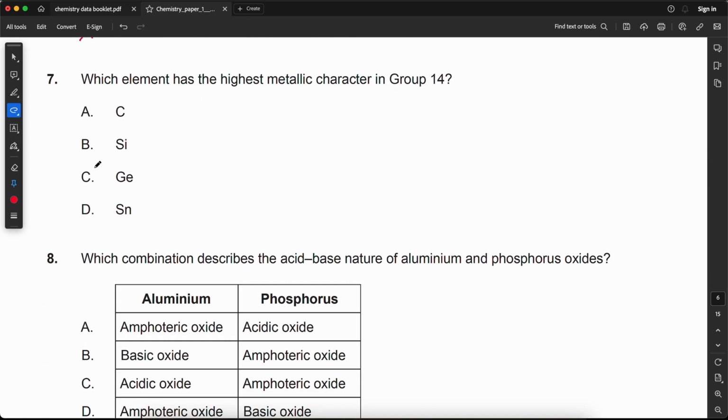Which element has the highest metallic character in group 14? It will be Sn, because metallic character increases down a group. Sn is below, so when you go down a group, the metallic character increases because atoms get larger. So the outer electrons are further from the nucleus. There will be less attraction between the nucleus and the outer electrons. This makes it easier for the outer electrons to be lost. It means it will promote metallic behavior.